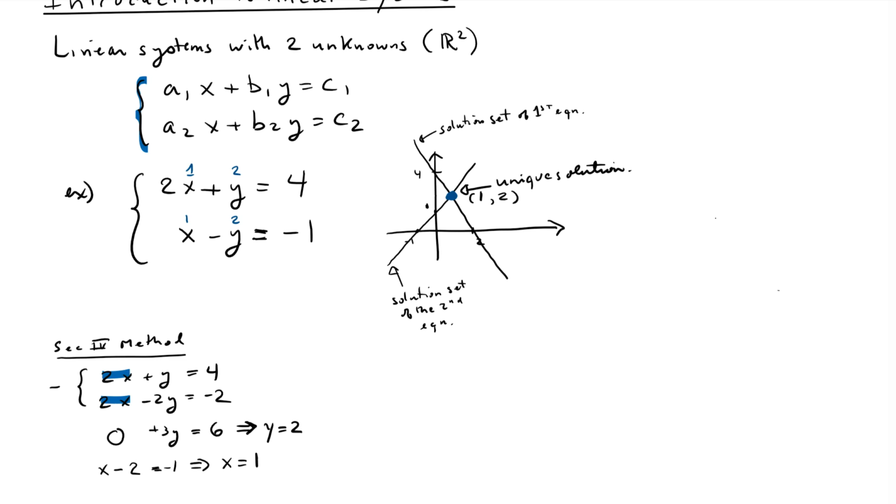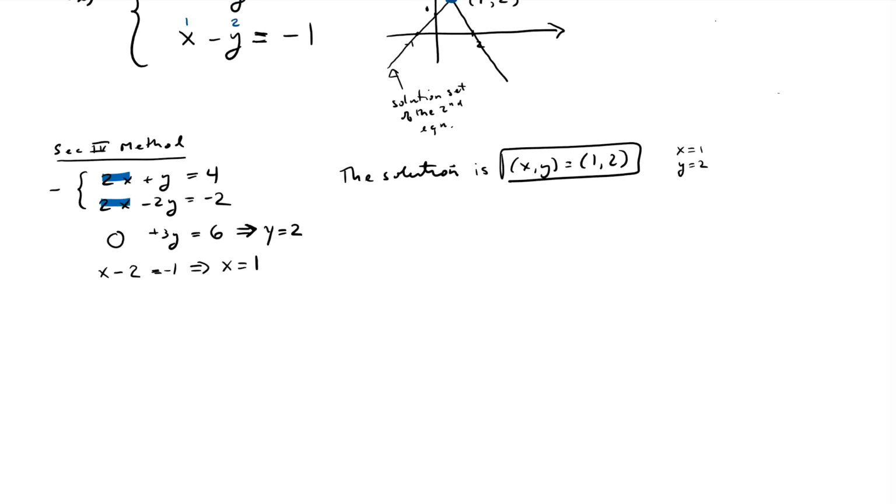So the solution set, maybe let's write it down. The solution set, or the solution here, is (x, y) equal to (1, 2). Okay, so when I write this, it means x is 1, y is 2. That's another way of writing it down.